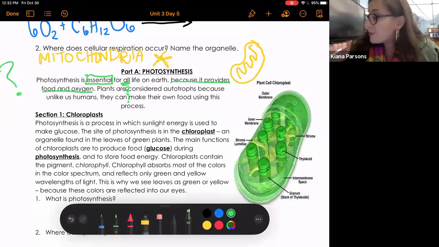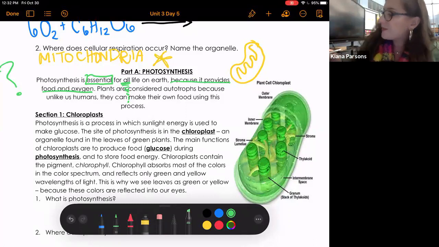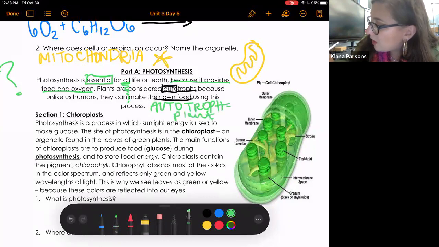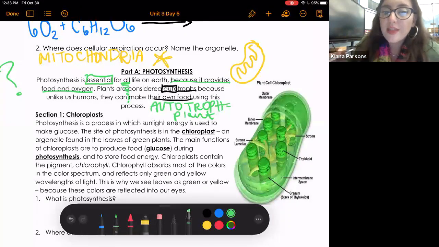All right, so plants are considered autotrophs. And again, this term, autotrophs, that we've talked about before, so self-producing energy. And they make their own food using this process. So autotroph equals a plant. And another word for that is producers, because they produce their own food.